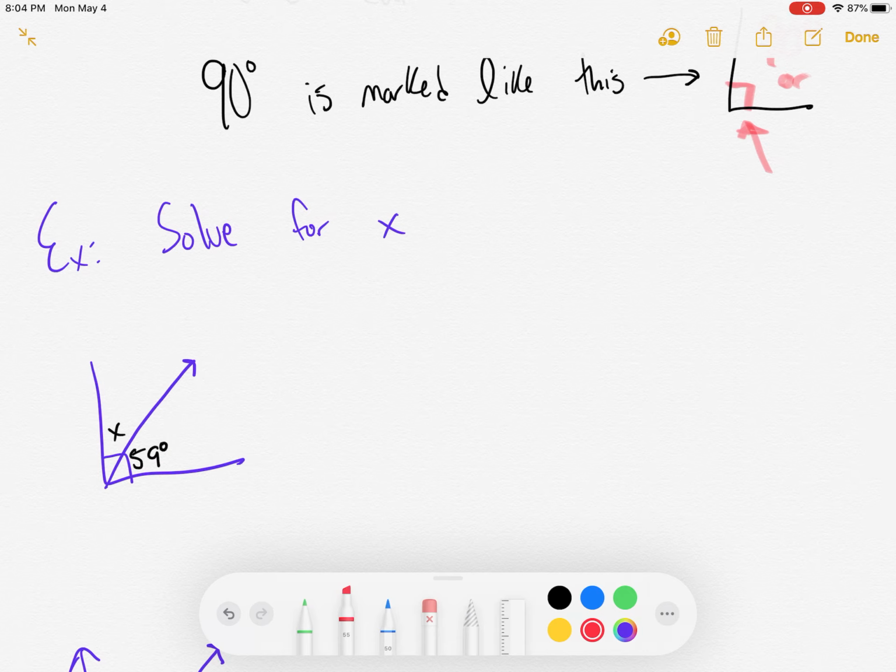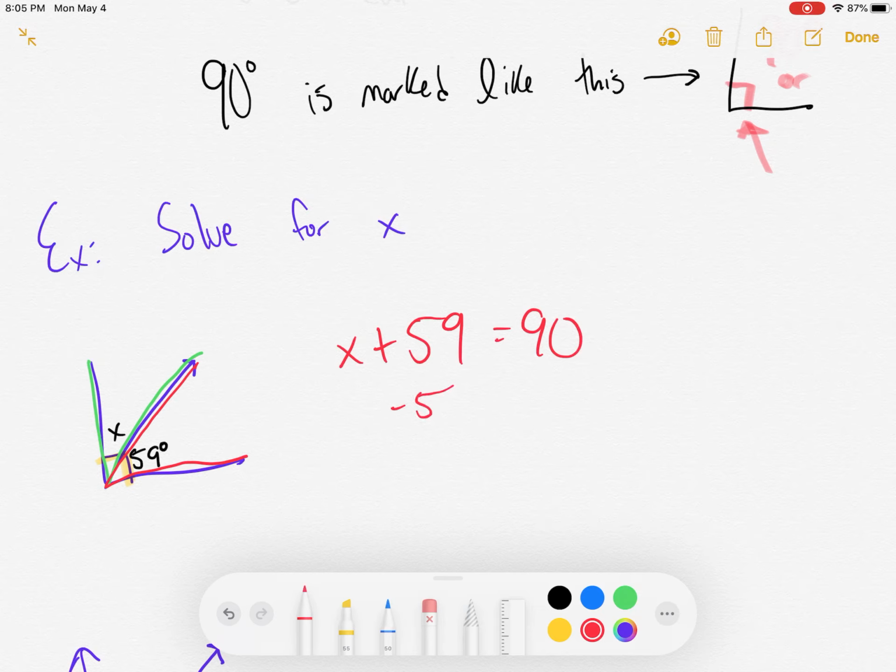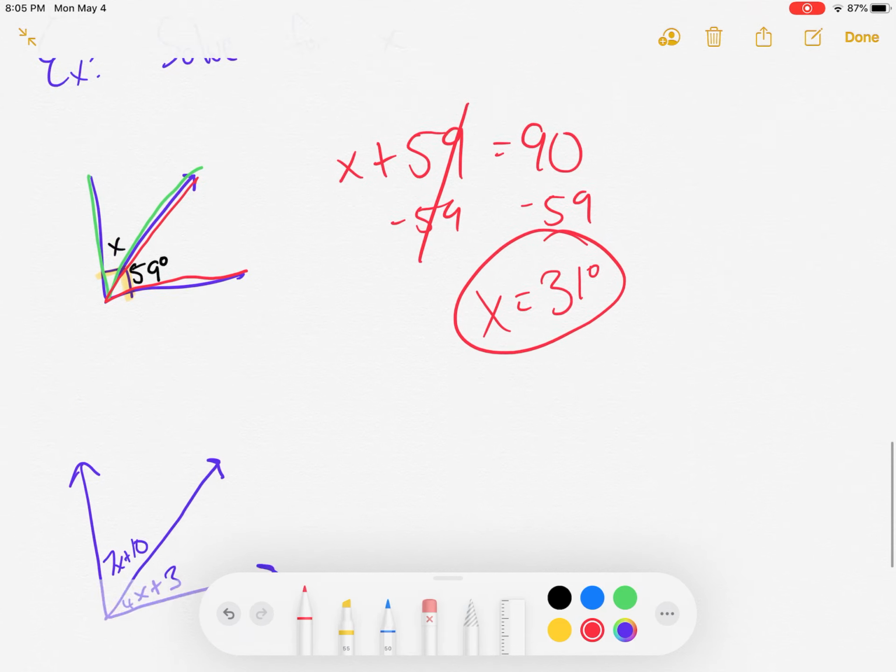We can clearly see in this diagram that 90 degree marker. So here we can say that the two angles, that green angle along with this red angle, make up the entire angle. So we can say x plus 59 equals 90. Gotta get x by itself, minus 59, x equals 90 minus 59. Grab a calculator, should get 31 degrees.